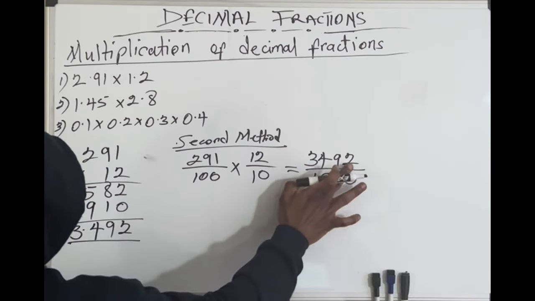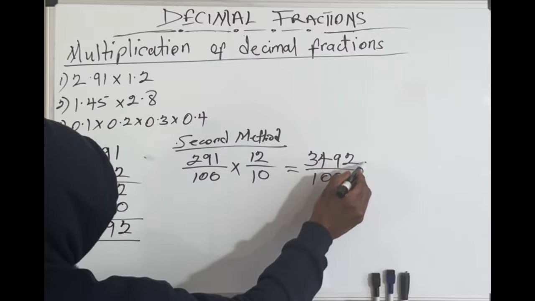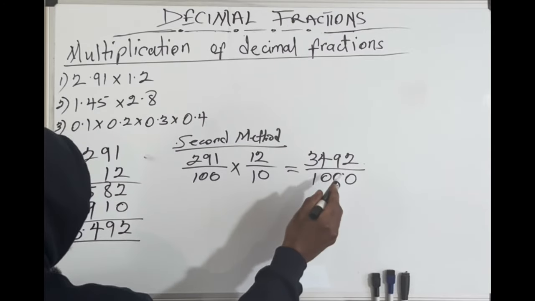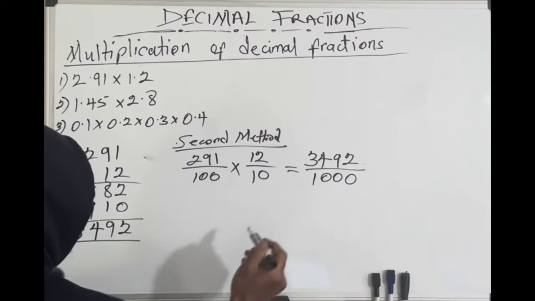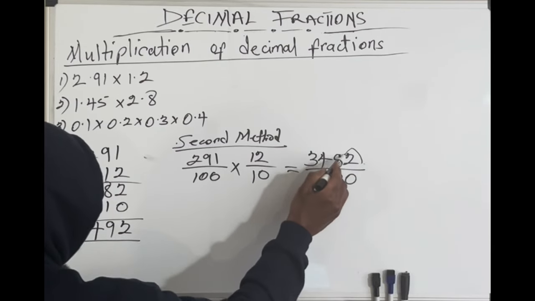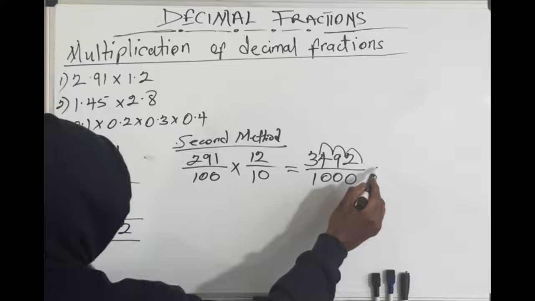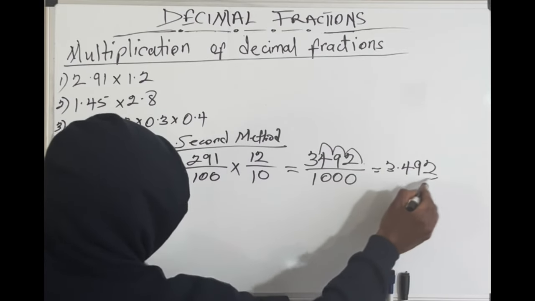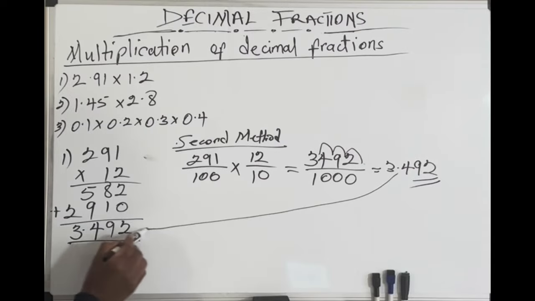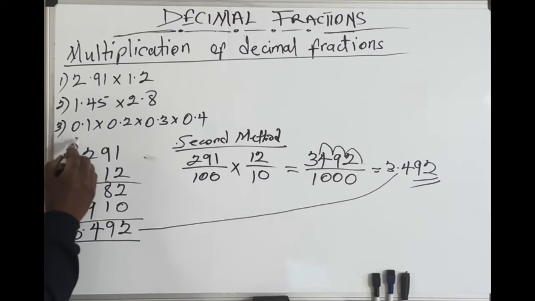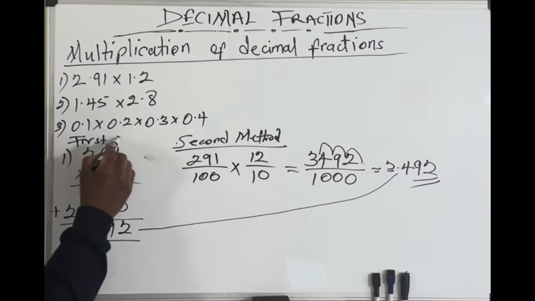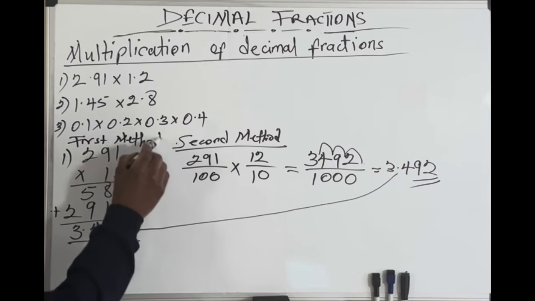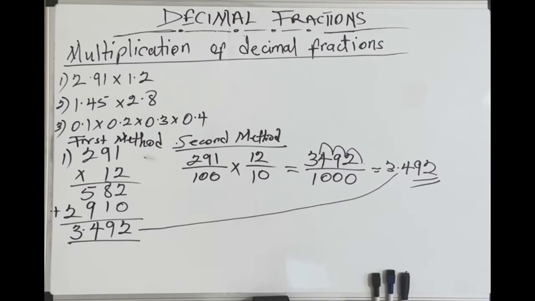Okay, after that, how many zeros? 3. Therefore, we will make sure we place the decimal point after 3 counts. So 1, 2, 3. So it will be in between 3.492. And then you see that we have the same answers. Okay, so you can either pick the first method or the second method.